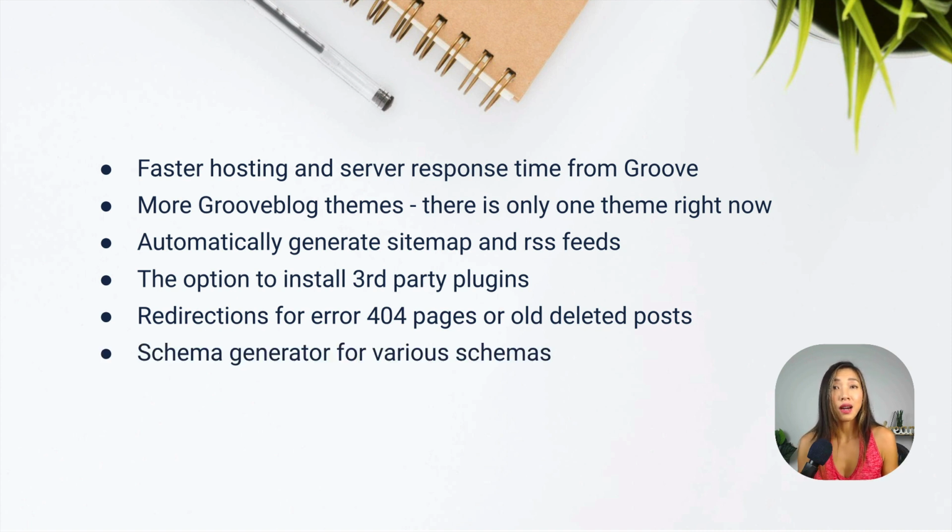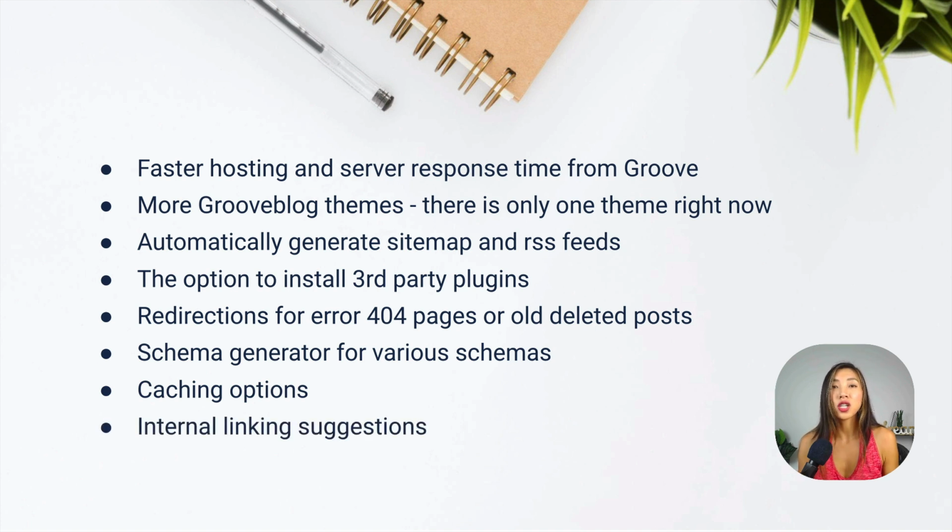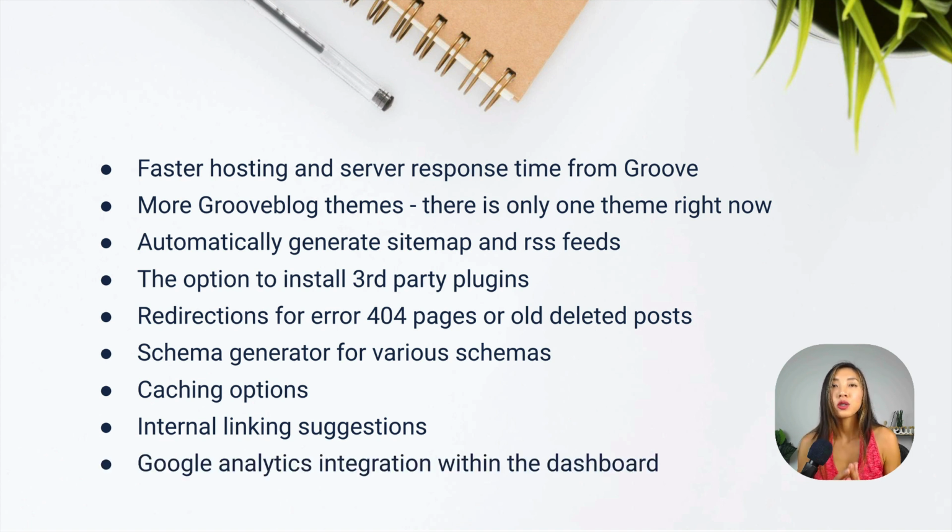A schema generator for various schema types like articles, reviews, videos, recipes, and product schemas. Caching options would be another nice to have. Internal linking suggestions, which help with on-page SEO so that you can interlink related pages on your blog posts. Google Analytics integration within the dashboard instead of having to log into Google Analytics. And there's probably more that I haven't mentioned here. But in terms of all this, there are workarounds that require a bit more technical work and coding.